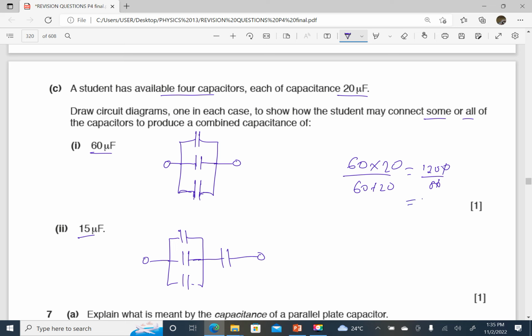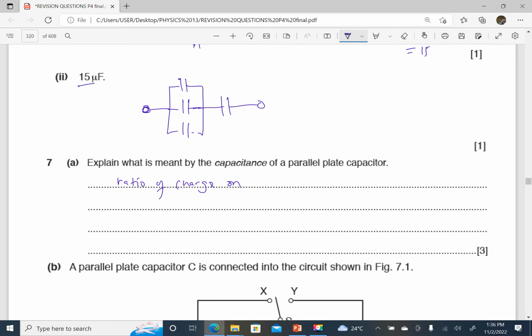Explain what is meant by the capacitance of a parallel plate capacitor. This one is the ratio of charge on one plate to the potential difference between the two plates.